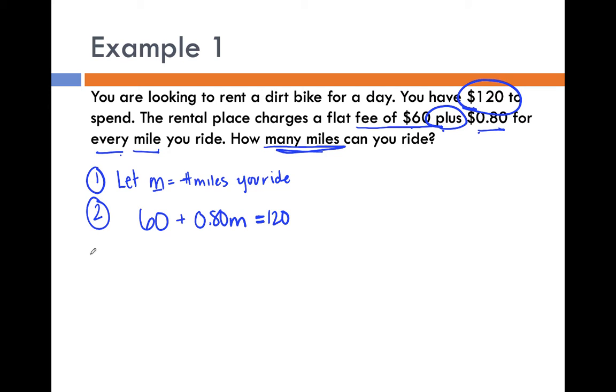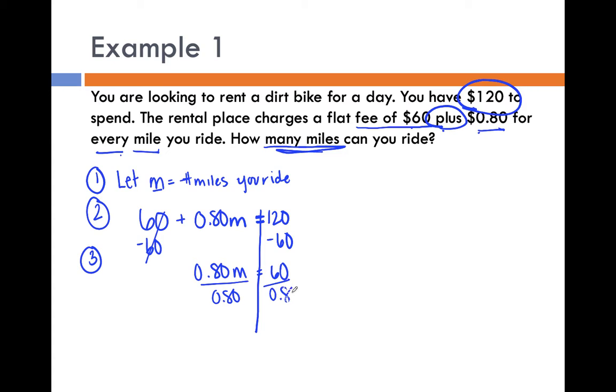Once you come up with that equation, step 3 is just to solve it. Just like we did in our 2-step equations, subtract 60 from both sides. You have 0.80 M left on the left, 120 minus 60 is 60, and then divide both sides by 0.80. And you have M equals 75 miles. Then our fourth step is just to write a sentence. Quick, short, nothing long: You can ride 75 miles.